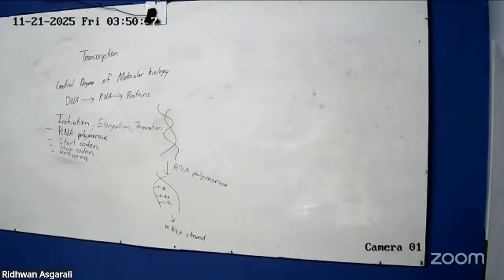So for termination, the termination sequence of ATT, ATC, or ACT indicates to RNA polymerase to detach from the DNA template.